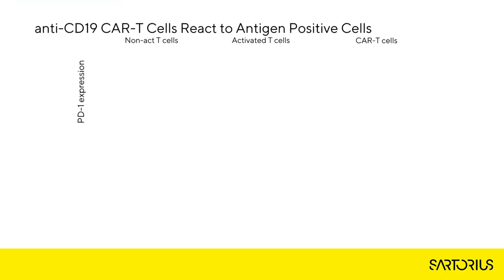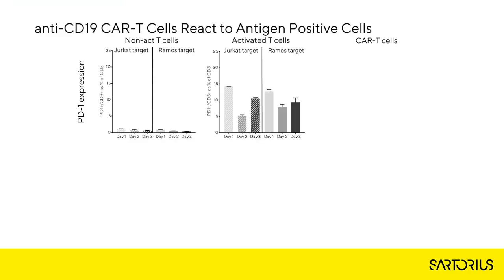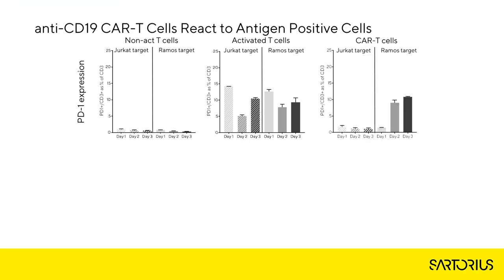The expression of PD-1, LAG3, and TIM3 was also collected. However, due to the early time points of this dataset, we are showing PD-1 data as an early marker of activation. In non-activated T cells, we again see little to no PD-1 expression across the 3-day time period, while activated T cells show maintained PD-1 expression around 10% in the presence of both target cells. Again, we see a difference when CAR-T cell effectors are present, with increased PD-1 expression in the presence of Ramos cells when compared to low, non-activated levels of PD-1 in the presence of CD19 negative Jurkats.